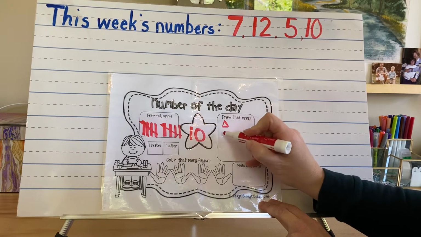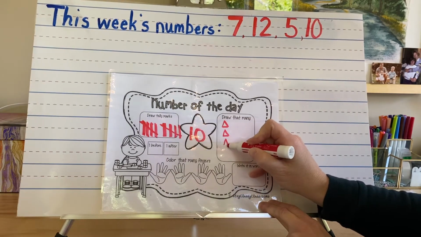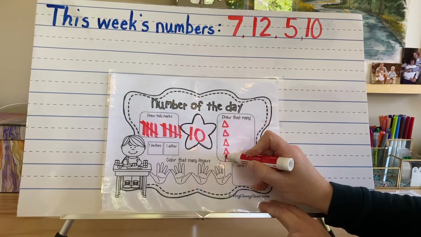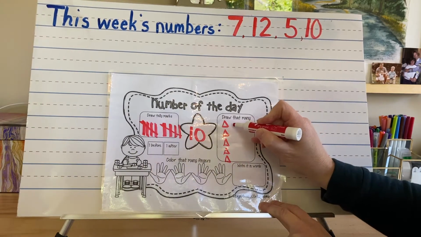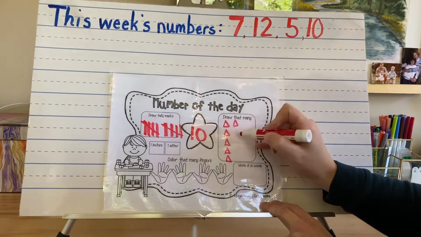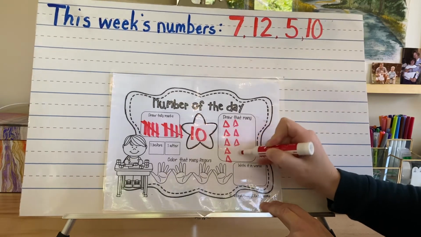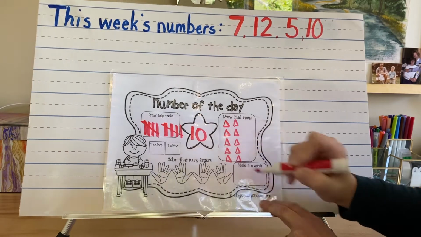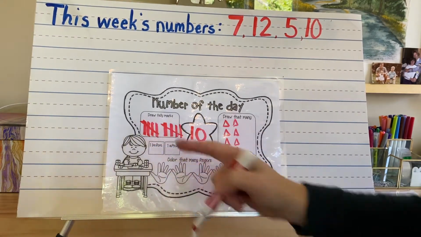1, 2, 3, 4, 5. So there's one group of 5. Now I'm going to start back up at the top. 6, 7, 8, 9, and 10. 5 and 10, 5 and 10.